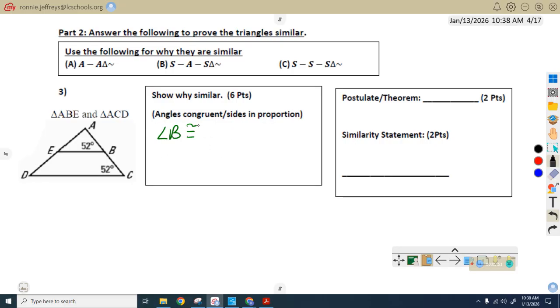So angle B is congruent to angle C, because, believe it or not, that's given. So we're just going to say that. And then angle A is congruent to angle A, because there are 2 triangles. There's that little one and then this big one. So we have 2 angles that are congruent, so that would be AA right there.